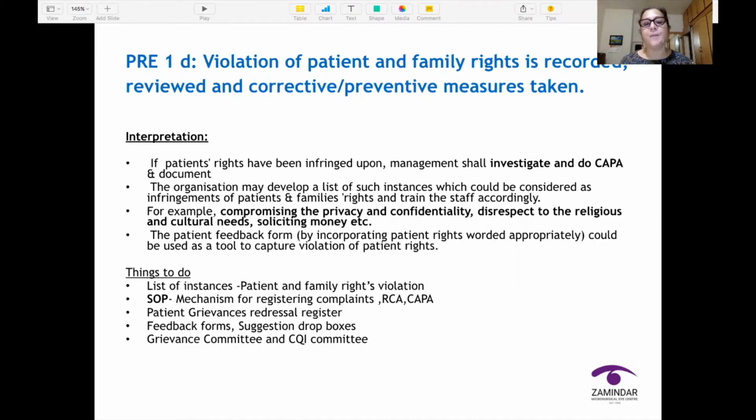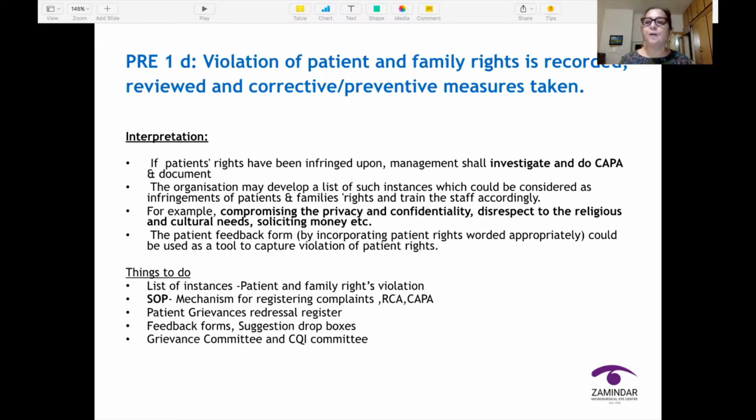This is very, very important. Compromising the privacy and confidentiality of the patient, disrespect to any religious and cultural needs, or soliciting monies, etc., are completely no-no. So for your organization, you should have an entire list of things which cannot be done, which fall under the category of violation of patient rights.